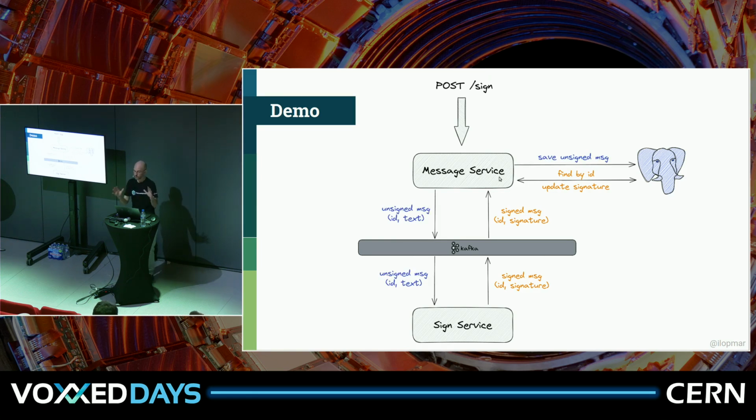As I said, it's a pretty simple application, but it has a few moving pieces. So if we want to make sure that we test this properly, we need to deal with Postgres, we need to deal with Kafka, and we need to make sure that everything works properly.